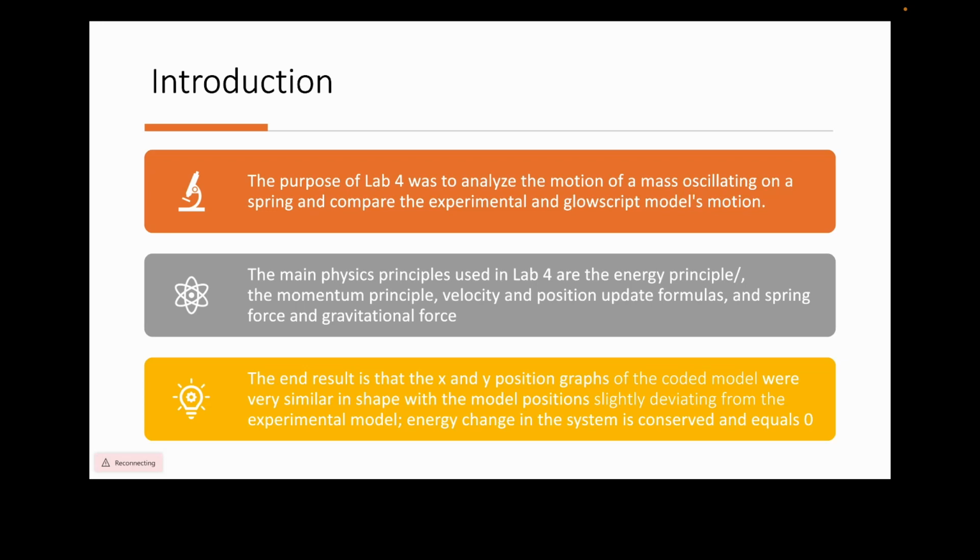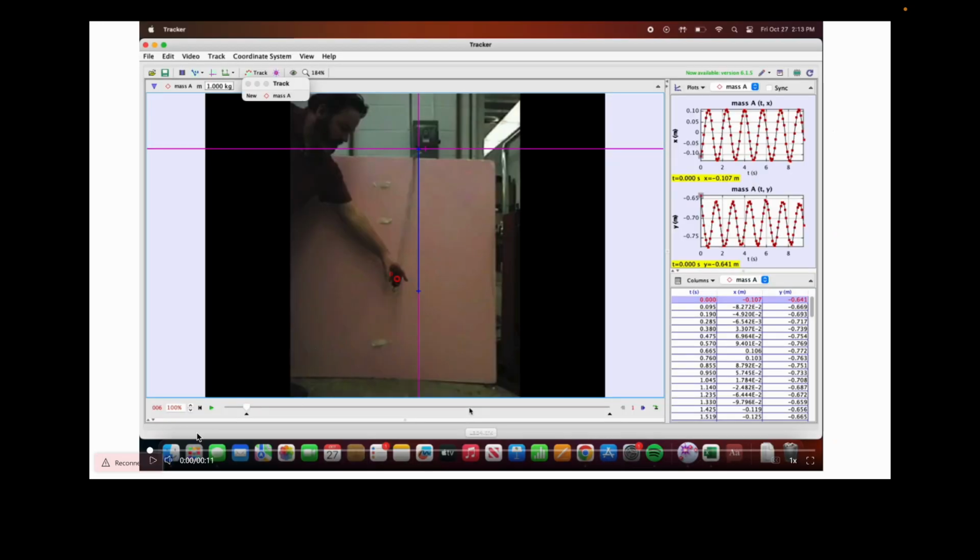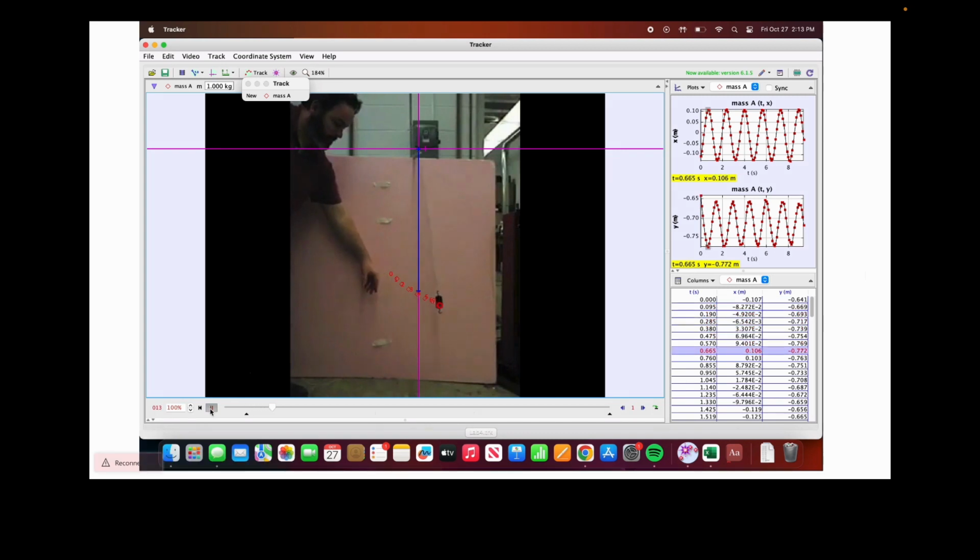The end result is that the x and y position graphs of the coded model were very similar in shape with the model positions, but slightly deviating from the experimental model. The change in energy of the system is conserved and equals 0, and we found that using the GlowScript model as well. So here is my tracker, with the experimental values that I found.